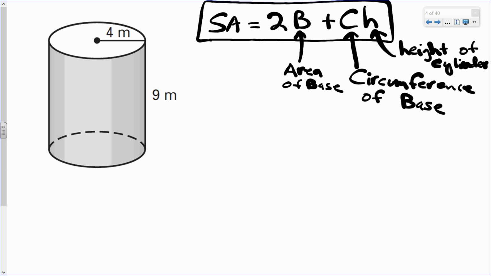This height is different than the height of a triangle, which is a flat two-dimensional shape. It is different than the height of a parallelogram, and different than the height of a trapezoid. This is actually the height of the cylinder itself, a three-dimensional figure. So the height here would be 9. Height of cylinder.